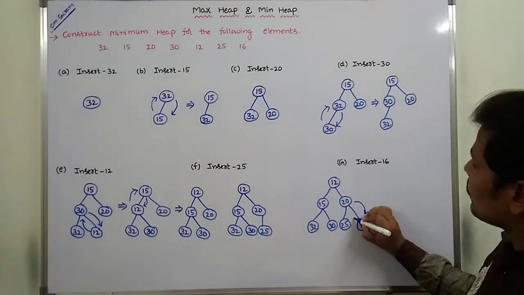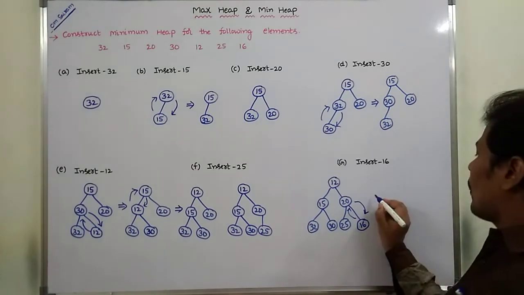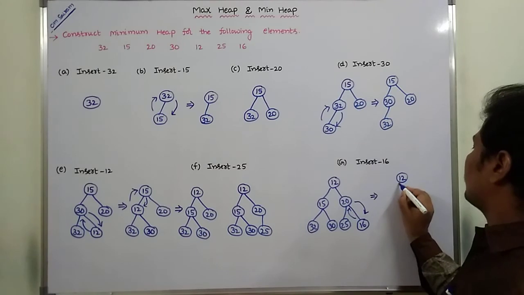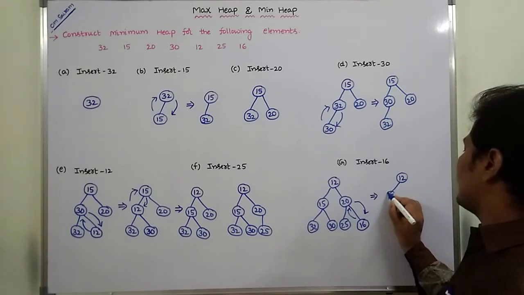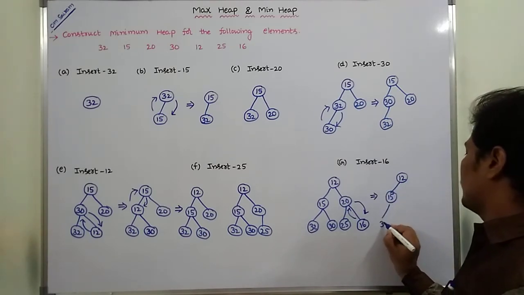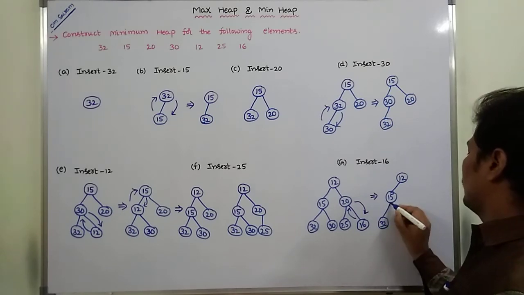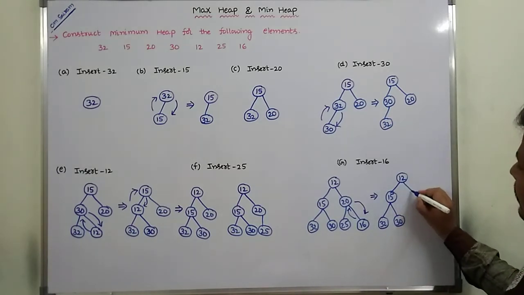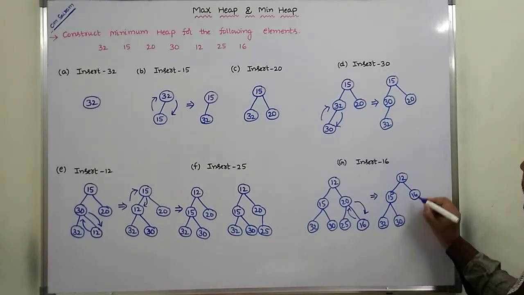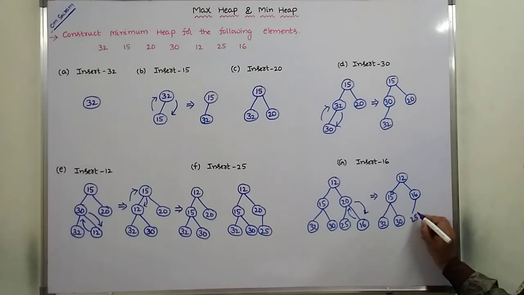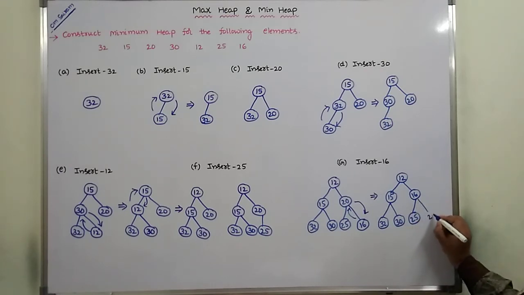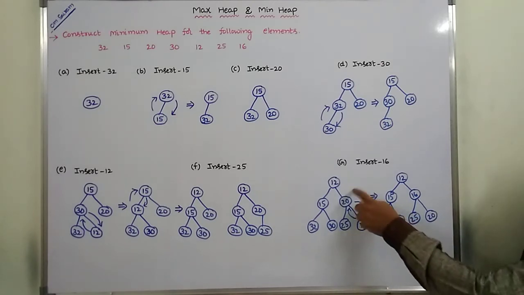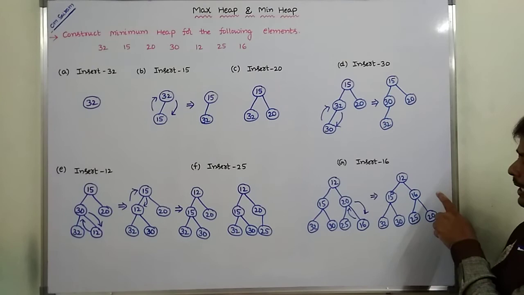So it does not satisfy the minimum heap property. Now we have to swap these two nodes. So after swapping, for the left subtree of 12 there is no change at all. This is 32 and this is 30. For the right child, here we are getting 16, and this is 25 and this is 20. So after performing the swapping between 16 and 20, we are getting this one.